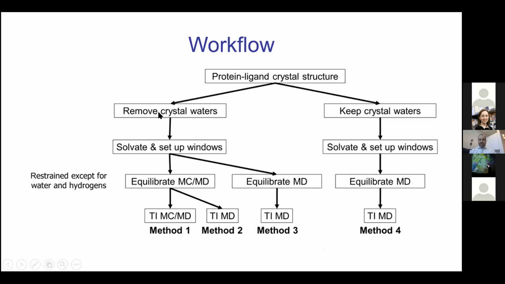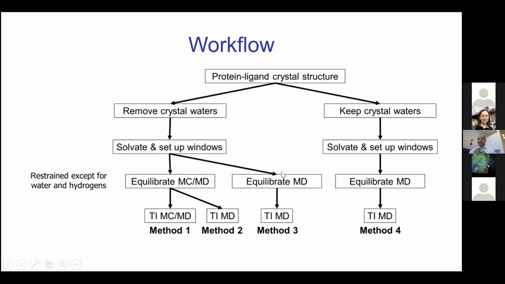For methods 1, 2, and 3, we remove the crystallographic water, we solvate and set up the windows, and then for method 1 and 2, we perform an equilibration using MCMD. In this equilibration step, everything is restrained except for hydrogen and water molecules, which means that if needed, the water molecules can occupy their place in the buried cavity. Then for method 1, we performed TI using MCMD. For method 2, we do TI using only MD.